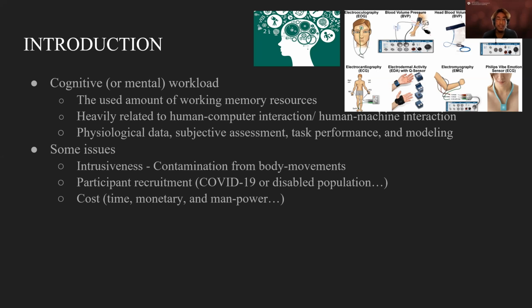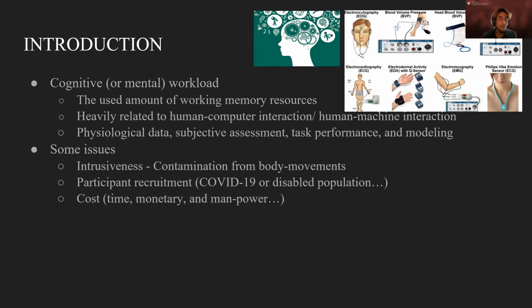However, there are some issues. Those physiological metrics, as you see in the figure on the right side, have a high intrusiveness, which means that in the middle of the interaction, humans usually need to move their hand or their body. And although the technology has been improved a lot, there is too much noise in the raw data, and that will also make the data analysis much more difficult.